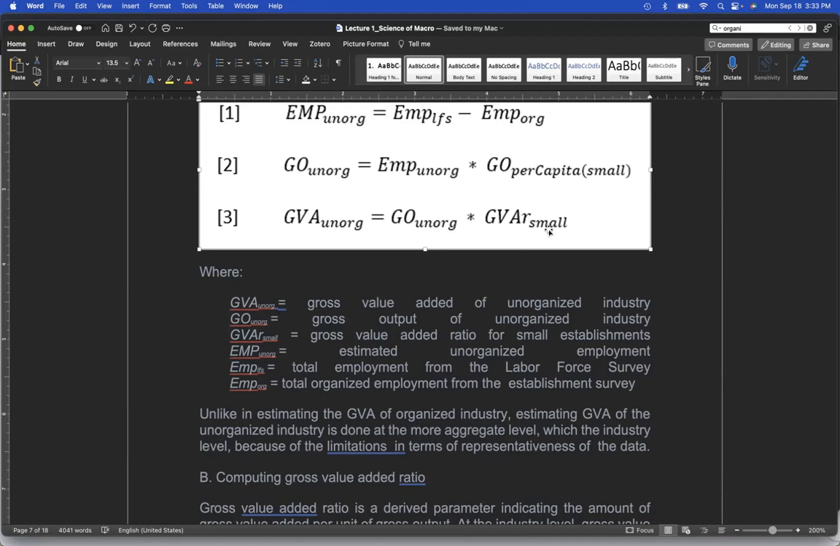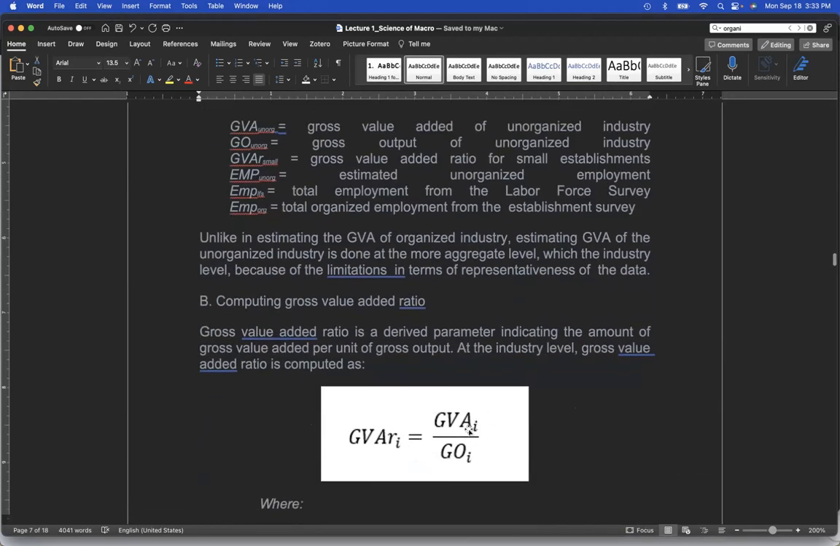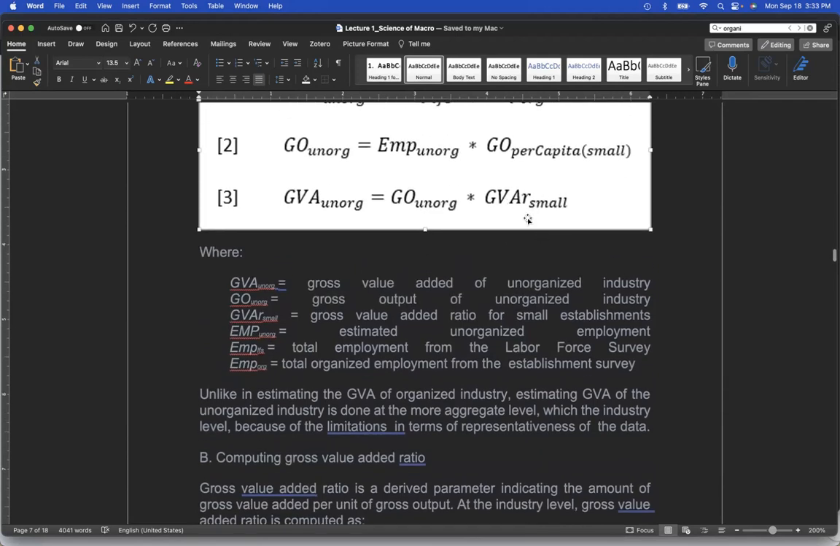But what if sa informal, mas mahal ang bilhin nila? Di ba? Kung mas mahal ang bilhin nila, mas malaki ang intermediate consumption, and therefore, ano mangyayari? Mas maliit ito. Di ba? Mas maliit yung GVA ratio. And therefore, mas maliit ang GVA.